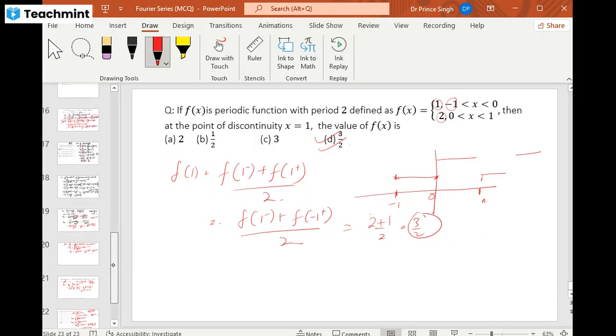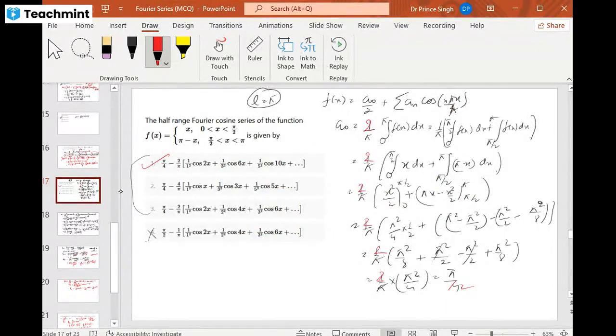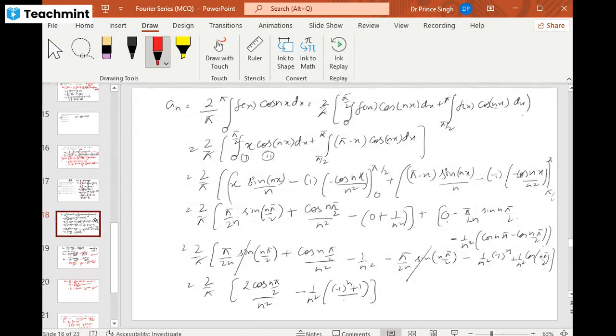I think during the recording there was a problem here, so I'll just repeat what I have done in this question. Here we have calculated the value of a naught, which comes out to be pi by 2. But when we calculate the value of an, first we apply the product rule. After applying the product rule and substituting the limit, we get its value as 2 times cosine pi by 2, and with the minus of 1 upon n square, minus 1 raised to the power n upon n square. If we combine this, this is minus 1 raised to power n plus 1 upon n square, right?